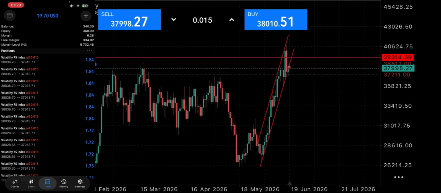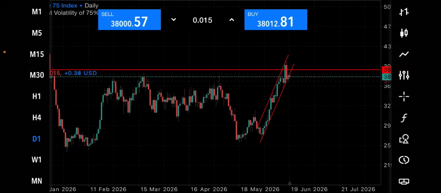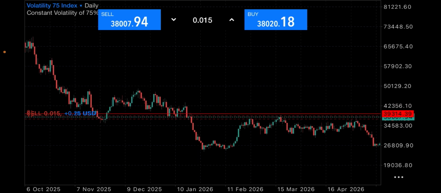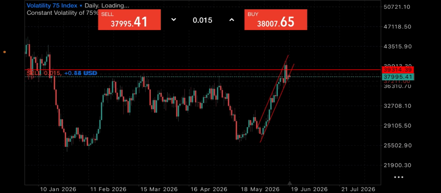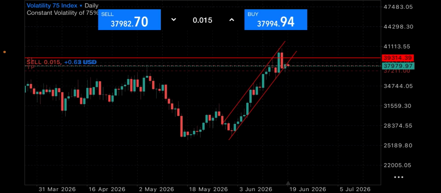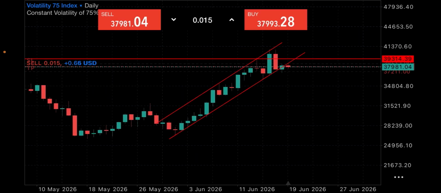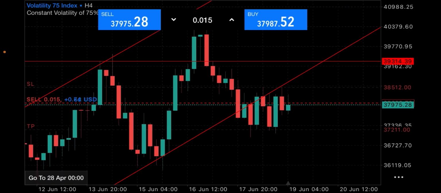So starting off, this is the daily time frame. This is what the daily time frame looks like, and if we trace it back, you see there is a downtrend, but that is not what we are using to trade right now. We are actually using channels to trade right now. What do we mean by channel? This is what I mean by channel. Let's go to a lower time frame so you can see this better.